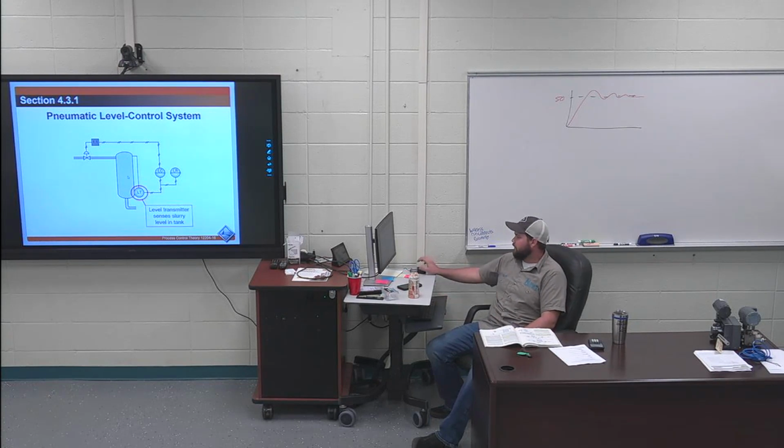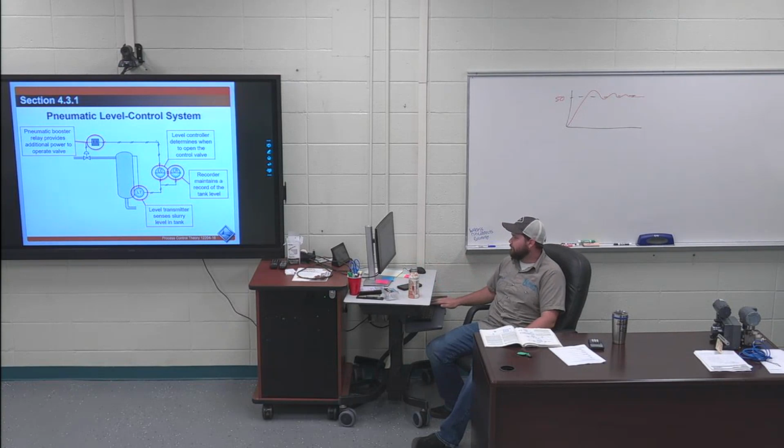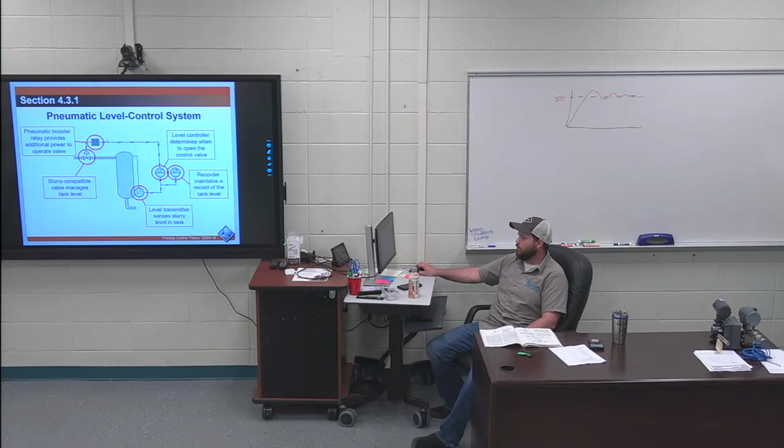So the level transmitter senses the level in the tank, it's recorded, and goes to the controller. The controller says, does this need to go up or down? You can have a pneumatic booster, which is for when this is pretty far away from the controller. So they'll have a booster right here with plant air connected to it, because you have to have quite a bit of air to move these valves. And then this will open or close based on what the level is in here.